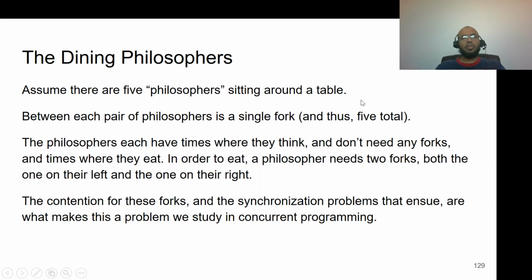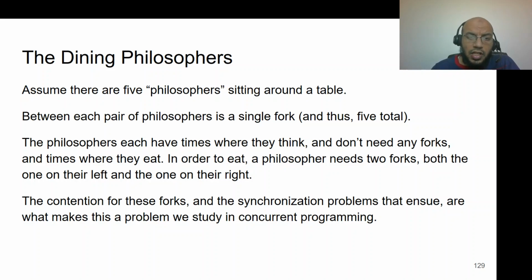Now let us look at one very popular example for deadlocks that are studied in, or that you will find in, almost all operating system books, which is the dining philosophers, renamed by some authors to the dining lawyers problem, where you have n philosophers, in this case let's say 5, and between each pair of philosophers there is a single fork, and thus there is a total of 5 forks between them.